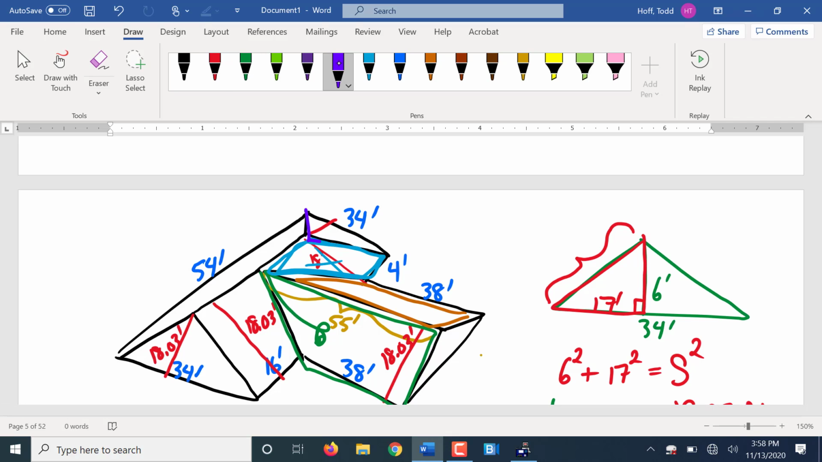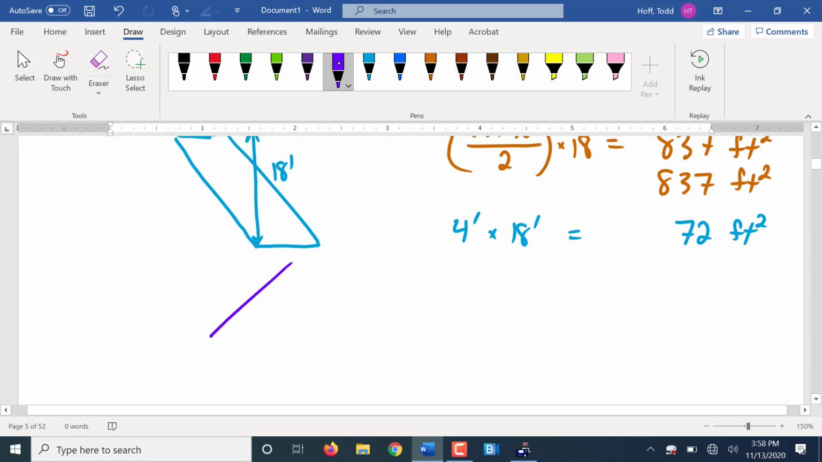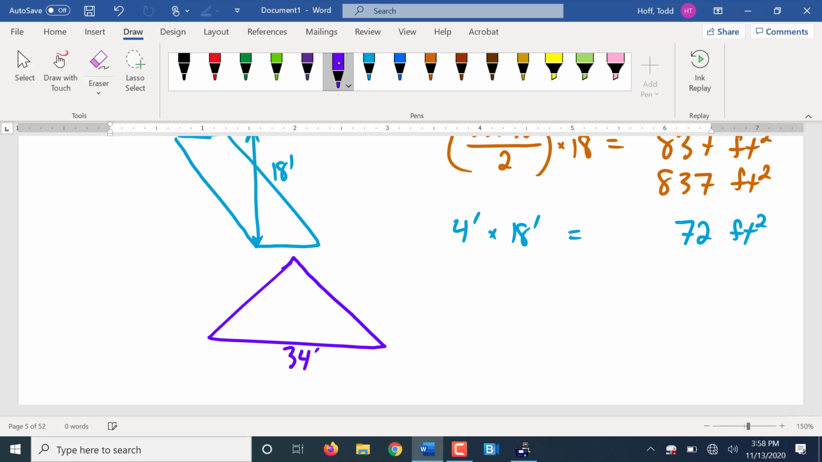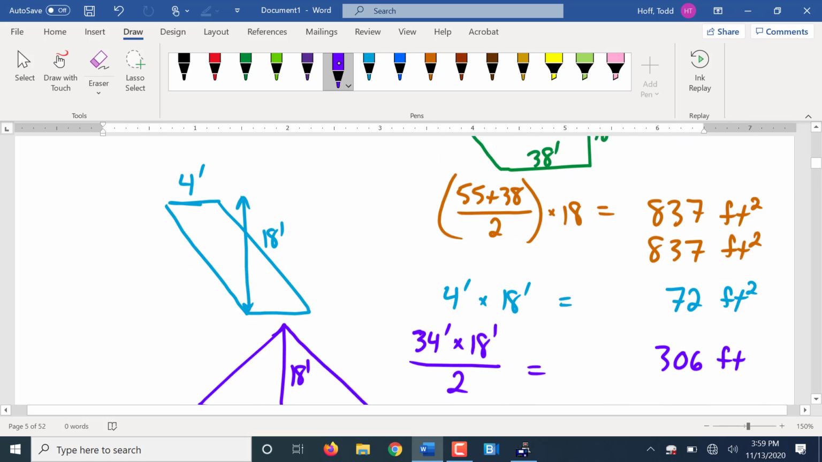We'll do this back piece back here. That piece is a triangle. How wide was that triangle? 34 feet, and of course the height is 18. How do I find that area? 34 times 18, and because it's a triangle, we divide by 2. So that gives us 306 square feet. Now, are there any other triangles on here that are exactly the same as that one? This one on front. So that's going to be another 306.